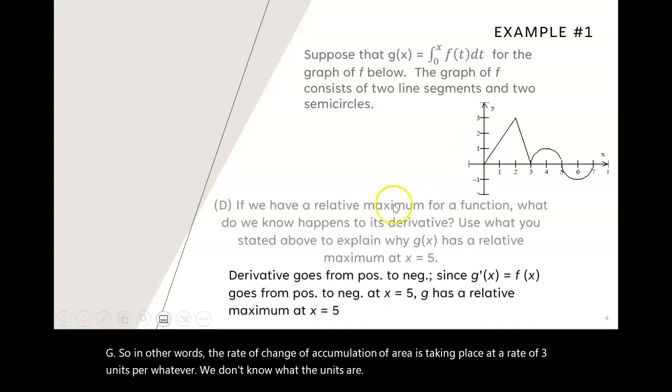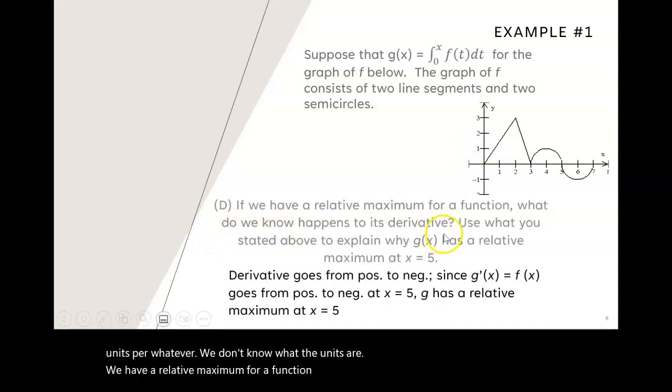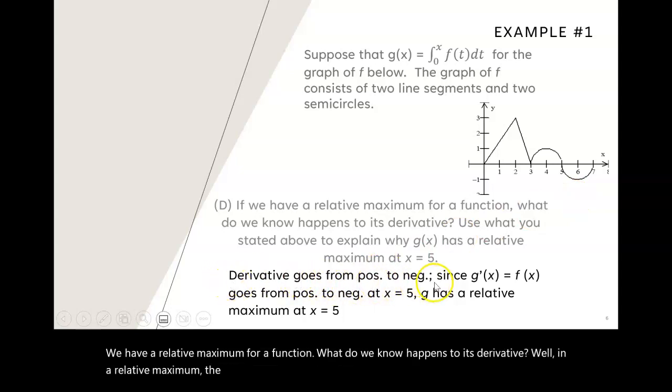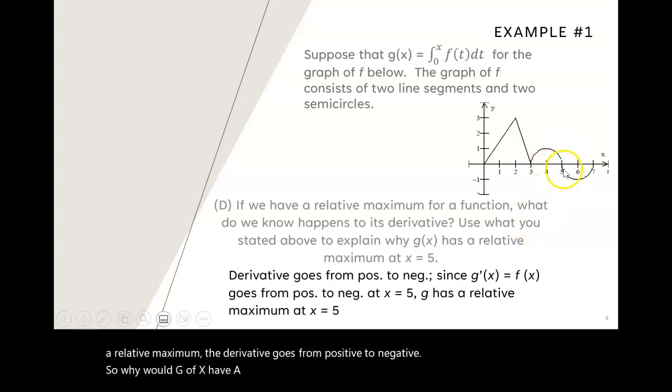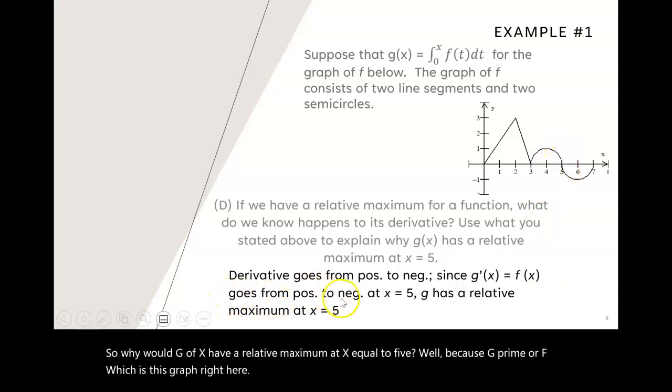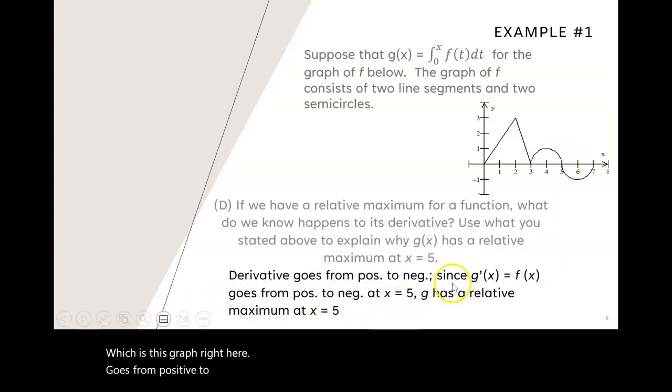If we have a relative maximum for a function, what do we know happens to its derivative? Well, in a relative maximum, the derivative goes from positive to negative. So why would g of x have a relative maximum at x equal to 5? Well, because g prime, or f, which is this graph right here, goes from positive to negative at x equal to 5. Again, that's FTC. G therefore has a relative maximum at x equal to 5.